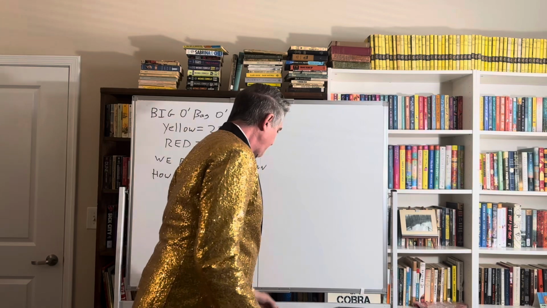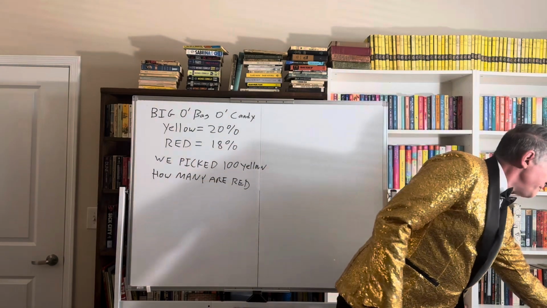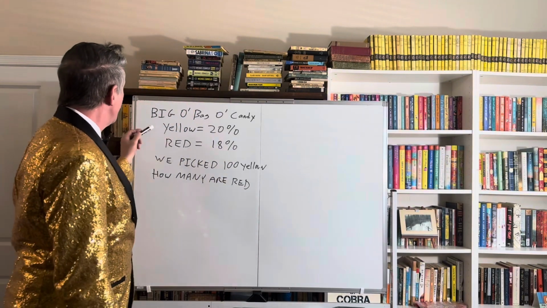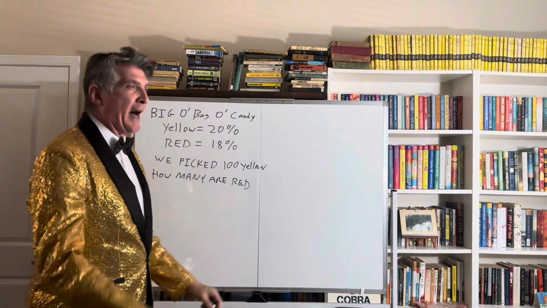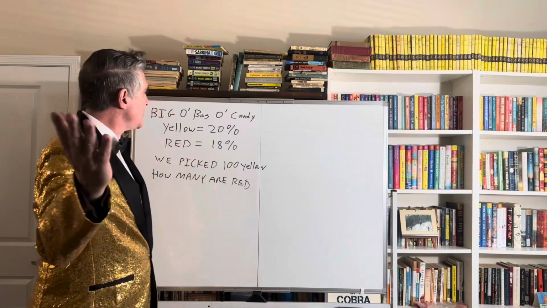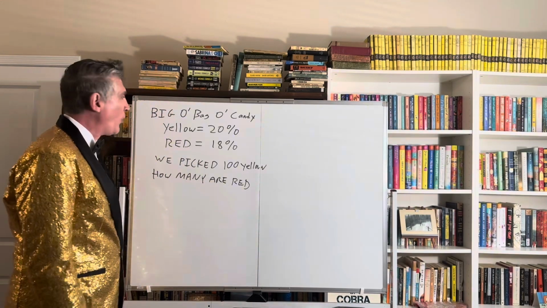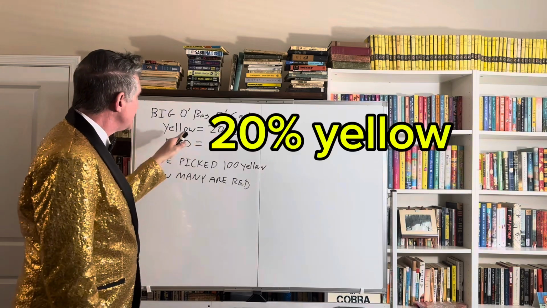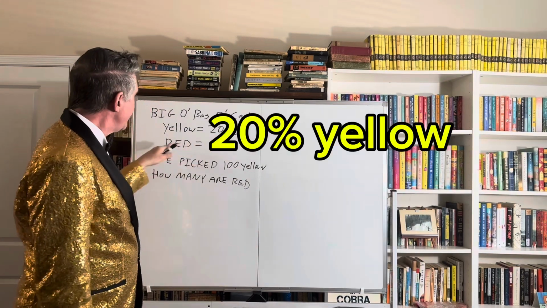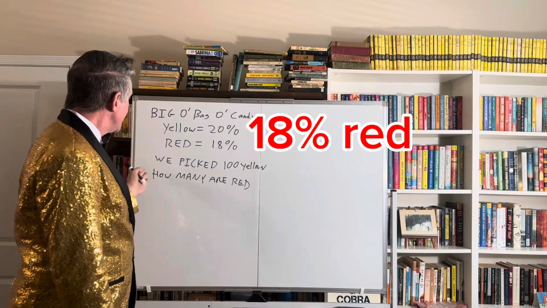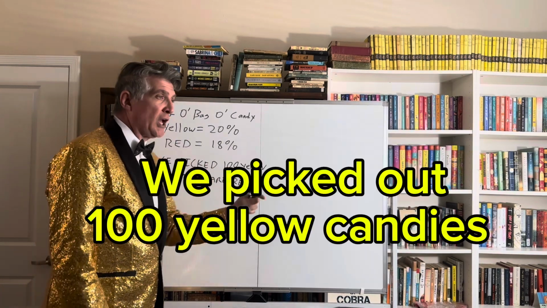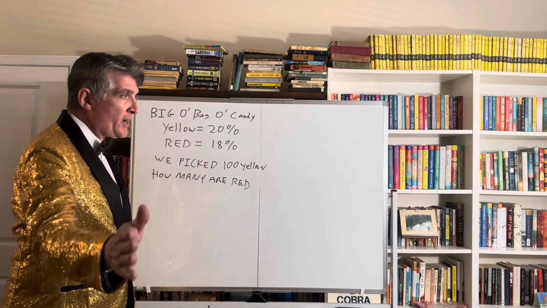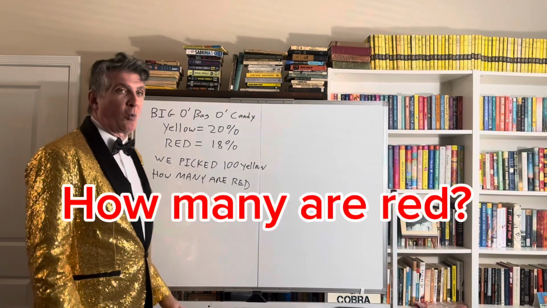First of all, let me grab my right marker. That would probably be a good start. All right, so we're dealing with Big O Bag o Candy. I don't know if this is an Irish business, I have no idea, but I like the name, so let's just go with it. Well, in this Big O Bag o Candy, we've got 20% that are yellow. We've got 18% that are red, and it says that we picked out 100 yellow bites of candy out of this Big O Bag o Candy. The question for us is, how many are red?